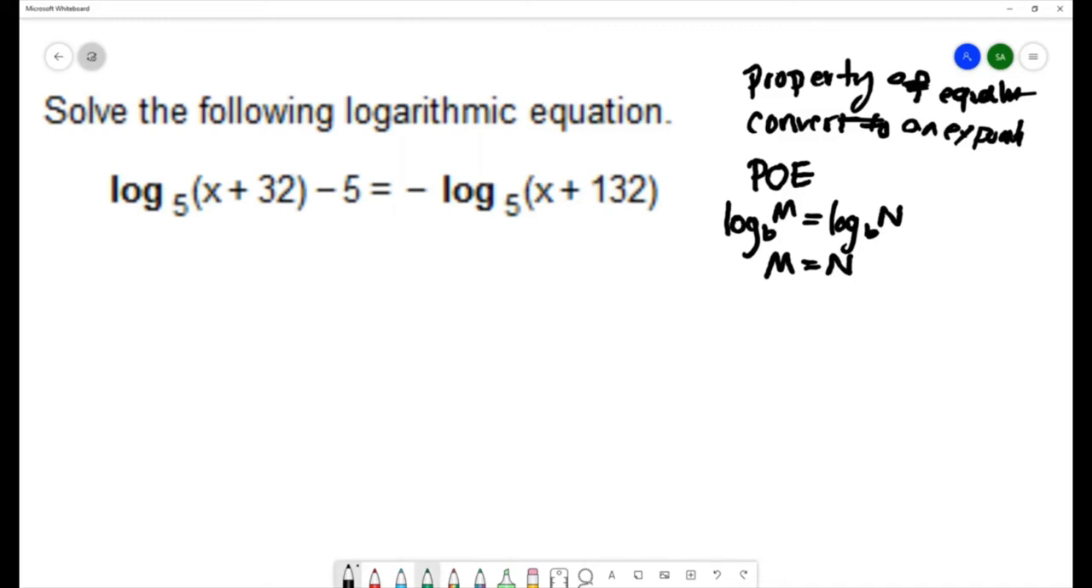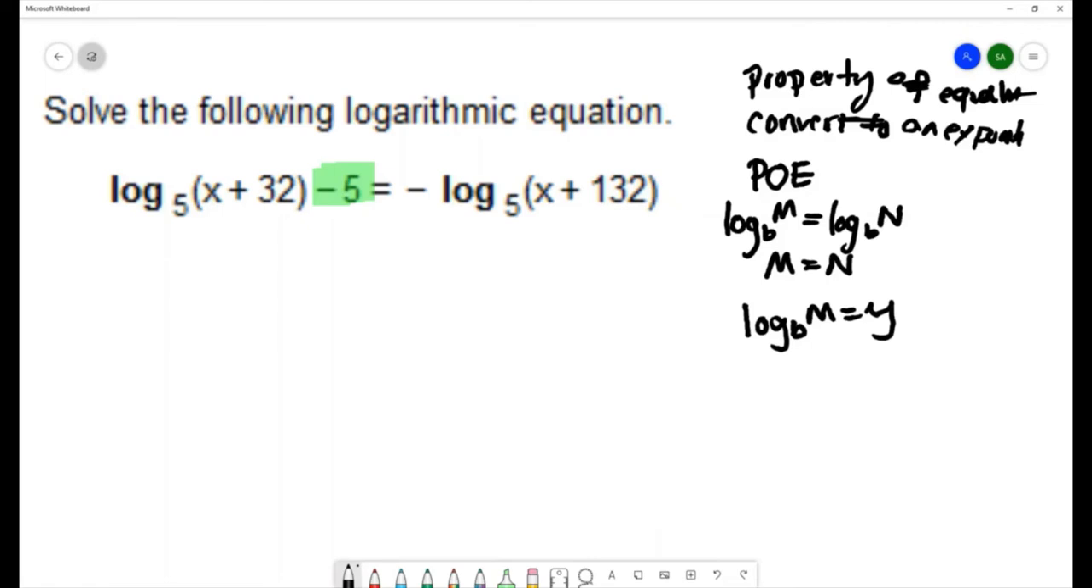As I look at this example that we have, this minus 5 doesn't have a log on it, and so I'm not going to be able to write log base 5 alone on the left and log base 5 alone on the right. So I'm leaning towards using the other method, which is to convert to an exponential. So when you have a situation where you have log only on one side, you're going to convert that to an exponential equation.